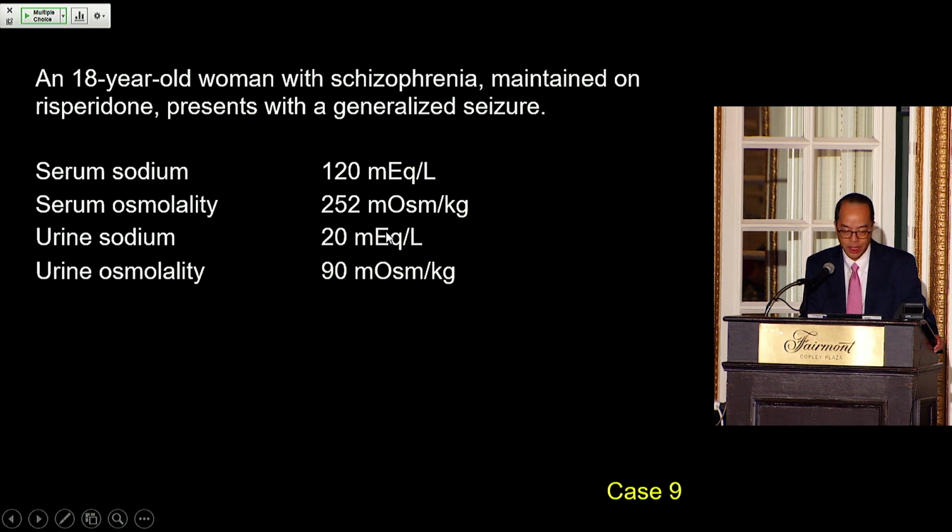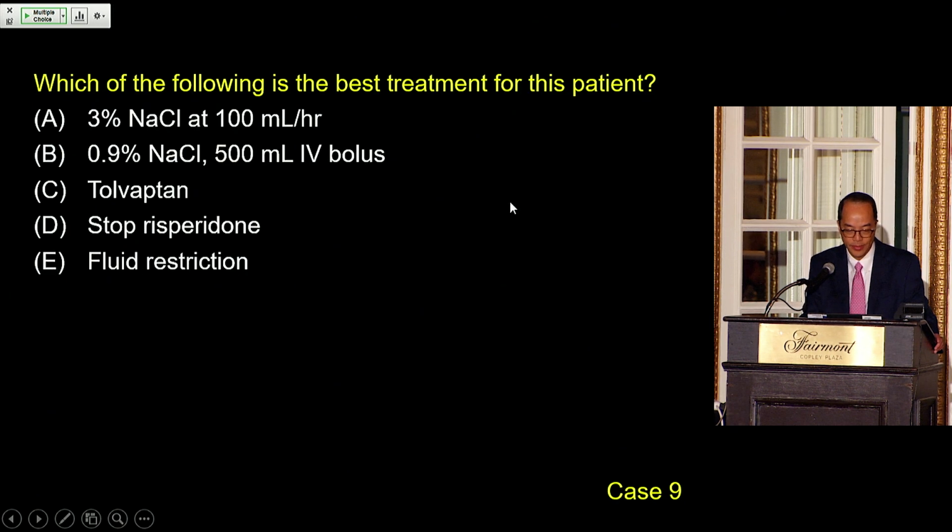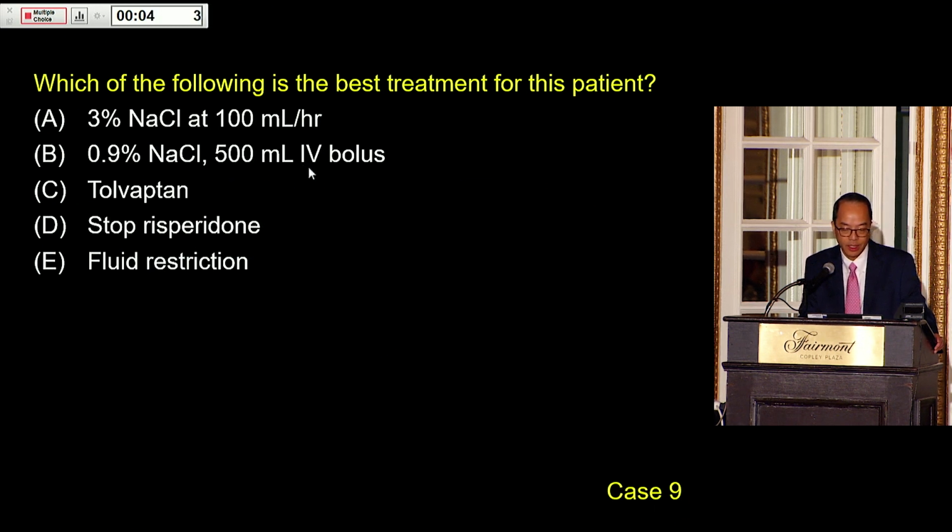Next, an 18-year-old woman with schizophrenia maintained on risperidone presents with a generalized seizure, and her sodium is 120, osmolality 252, urine osmolality is 90. Which of the following is the best treatment? 3% saline, normal saline, 500 ml IV bolus, tolvaptan, stop risperidone, fluid restriction.